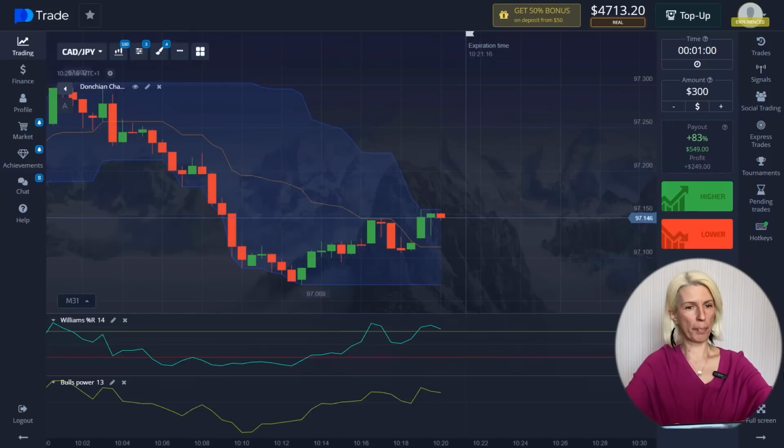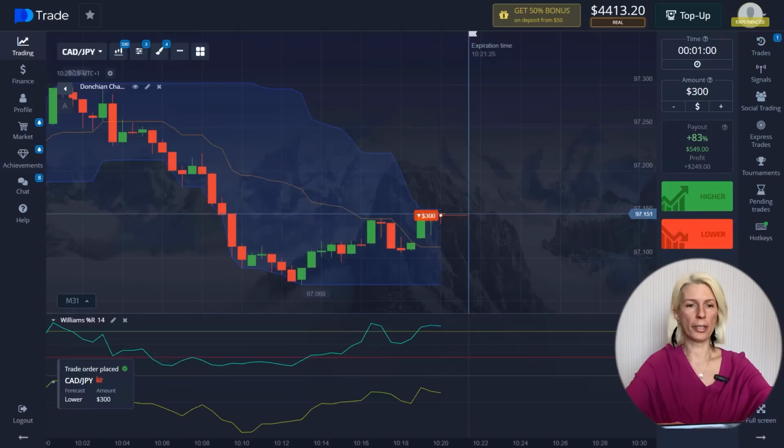Now, let's go to PocketOption and get down to trading. I'm trading on the currency pair Canadian dollar Japanese yen. The trading amount is 6.3% of my initial deposit. Each candle on the chart is equal to 30 seconds of real time. In this trading session, I used three indicators: the downtrend channel, the Williams percent range, and the Bull's power.